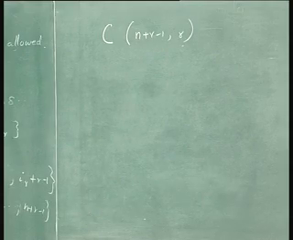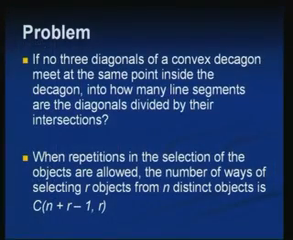So, when repetitions in the selection of the objects are allowed, the number of ways of selecting R objects from n distinct objects is given by C of n plus R minus 1, R.